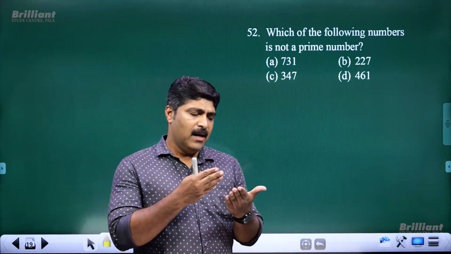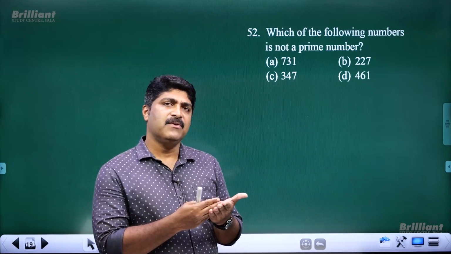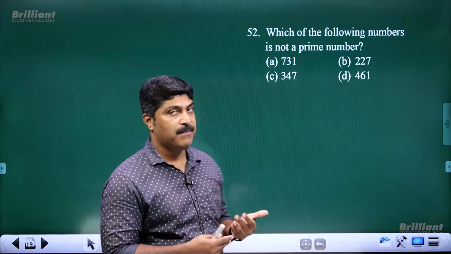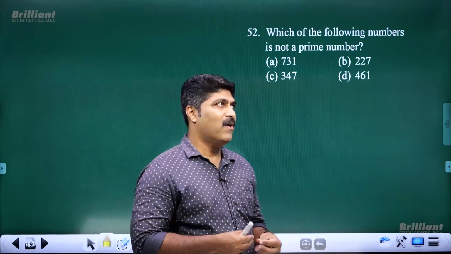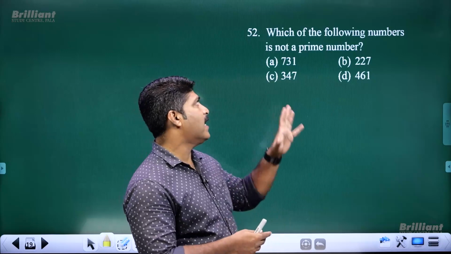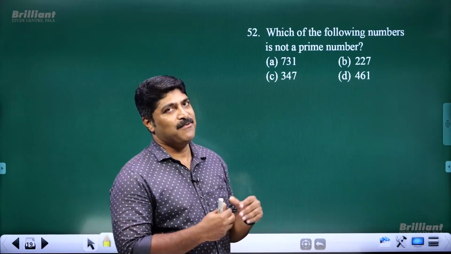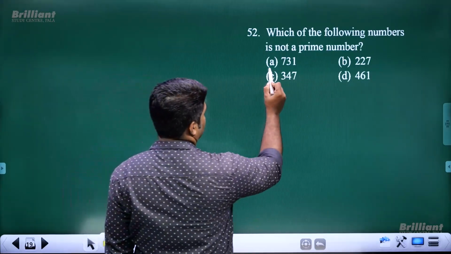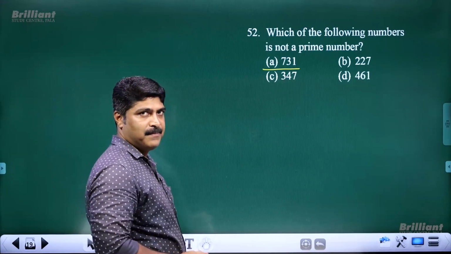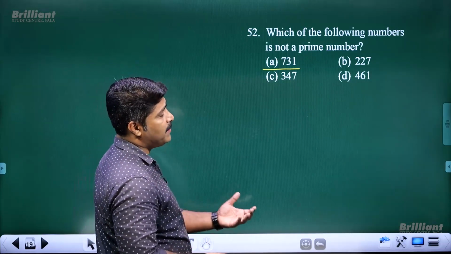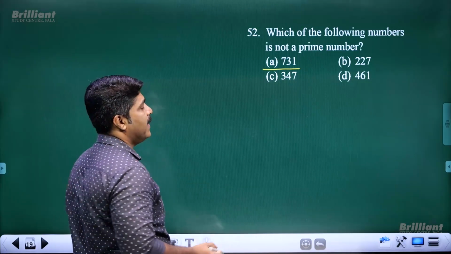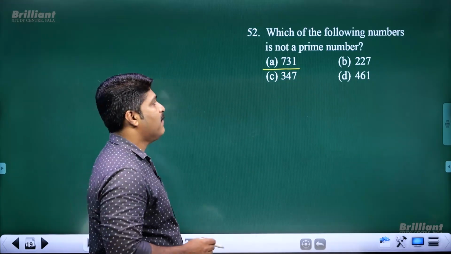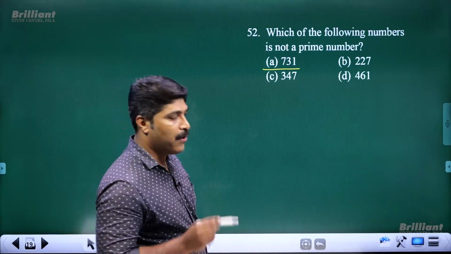Here, we can approach this question in different ways. Many different ways are possible. One way is to start from the least number. Or one way is to guess which will most probably be the answer, and start from that value. Here, I am starting from the first option, the easiest approach. You just consider 731, to check whether this 731 is a prime or not.